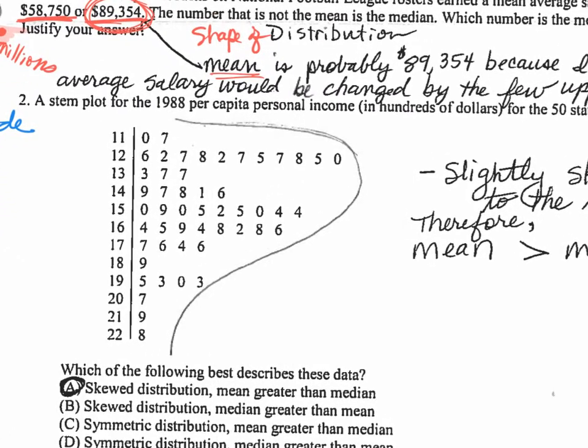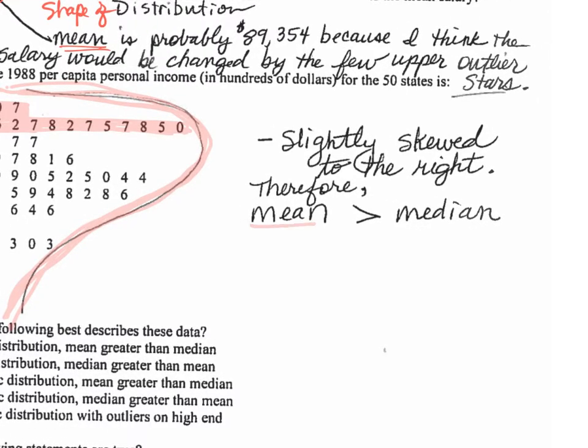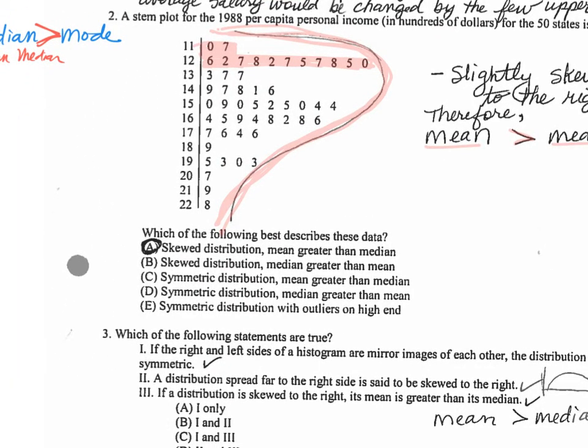Now, on this, I want you to think of this stem and leaf plot as a sideways histogram. So think of these as your bars on a histogram. Turn your head sideways or turn your paper sideways and think of these as being the histogram bars. And if you do that, then you can envision that this is slightly skewed right. And if it is slightly skewed right, then your mean is greater than the median. So that's how you can come up with the answer choice A.